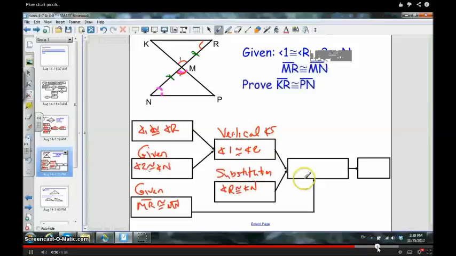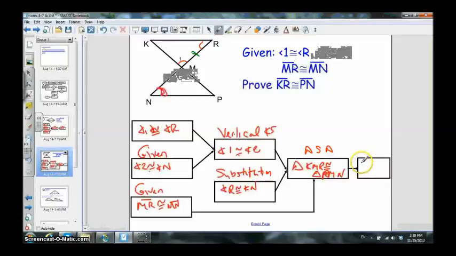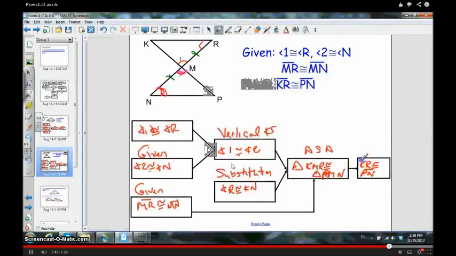Okay, skipping ahead a little bit. And the reason for that is angle, side, angle. Is that what we wrote? Angle, side, angle? And then the sides are congruent, KR congruent to PN. Okay? So I think we did it pretty well. Just one difference was substitution, but transitive property is also applicable. Okay? So that's the flow chart.